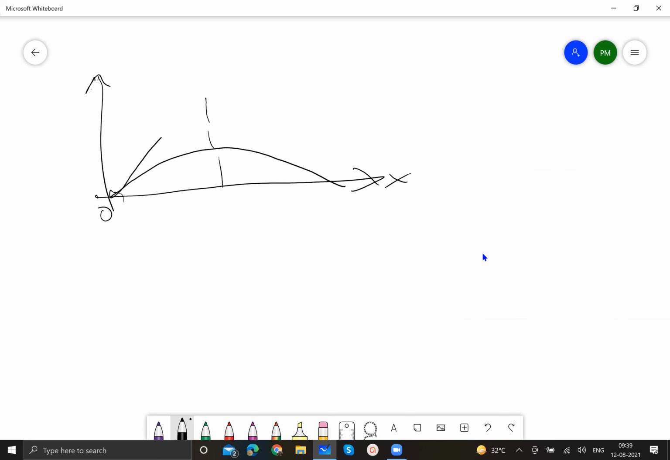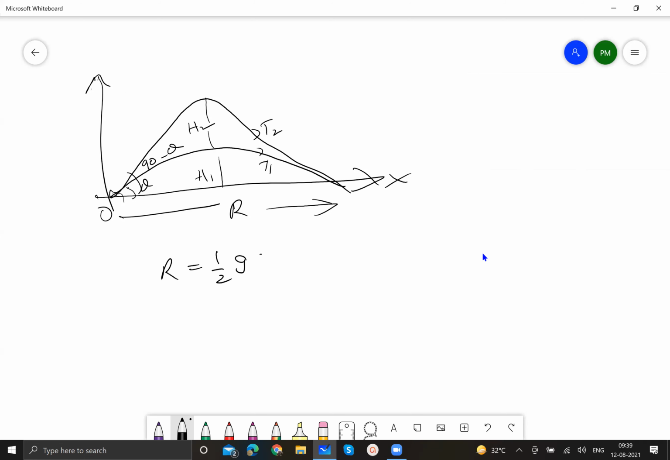Then when two bodies are projected at complementary angles, they will have the same range. Maximum heights are different. Times of flight are different. This is theta, and 90 minus theta. You should be knowing it, but still as a precaution, because this is very important. You can expect some questions based on this. So R will become half g T1 T2. Here T1 is 2u sin theta by g and T2 is 2u sin of 90 minus theta, 2u cos theta by g. So range will be half g T1 T2.